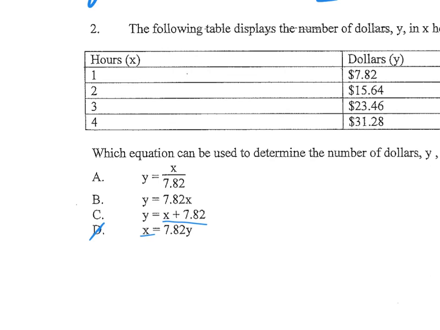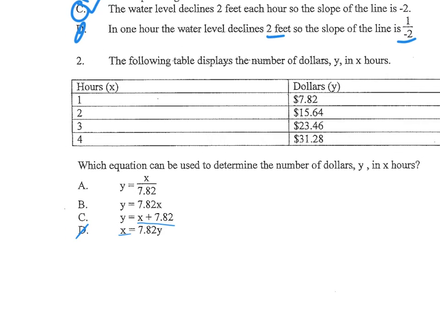I'm not going to worry about that one yet. Let's just take a look at this. I see a Y and I see an X, so here's what we are going to do. I'm going to change this to red. We're going to do change of Y over the change of X. Sorry that my pen is so clicky on this iPad. So change of Y, we went from $7.82 to $15.64. Well, that change is $7.82.